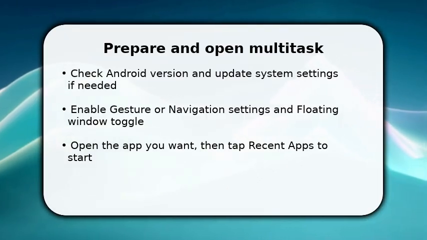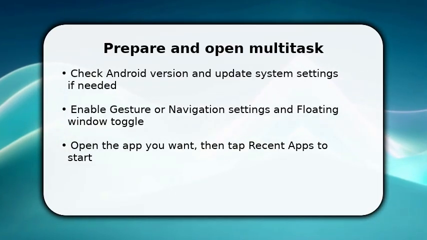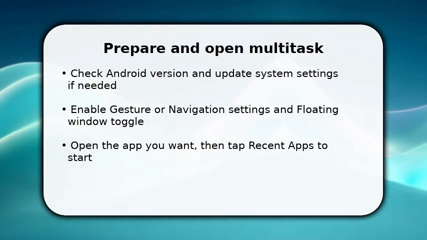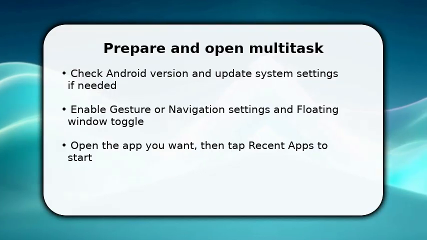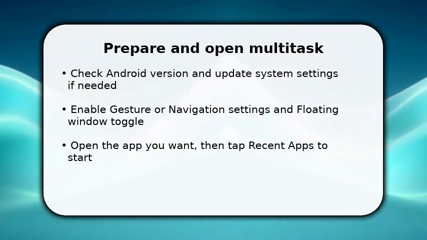Next, launch the app you want to float and press Recent Apps. This is the hinge for the next action. Keep your focus on the app card. The floating option appears from there, so you're ready for the next step.